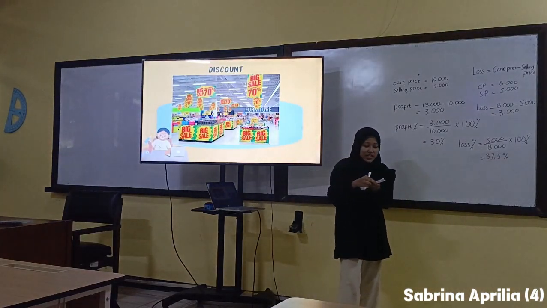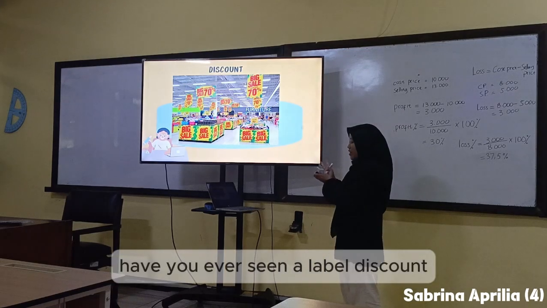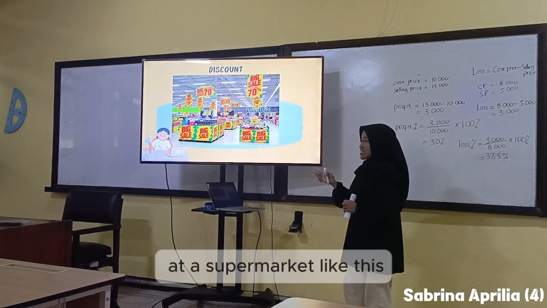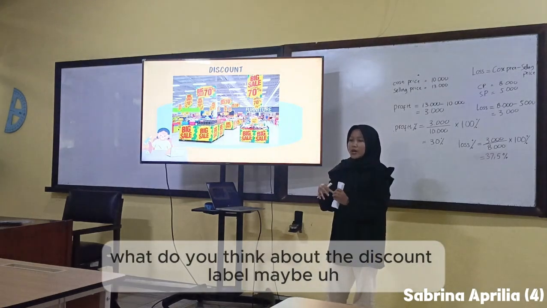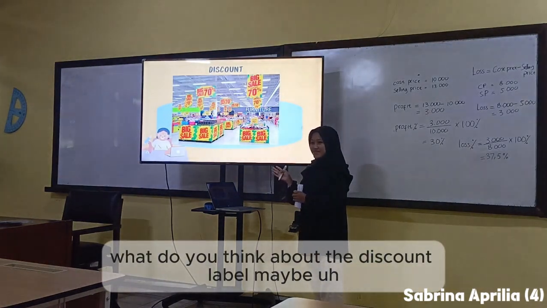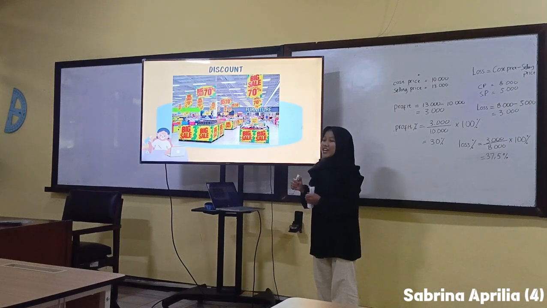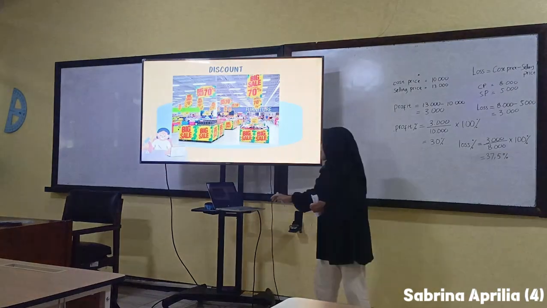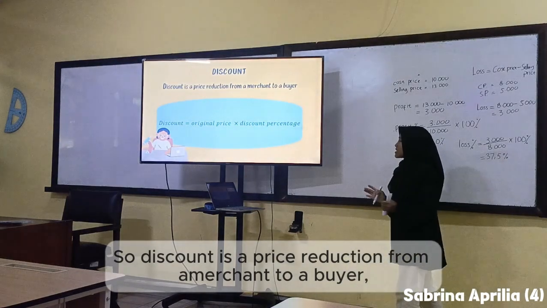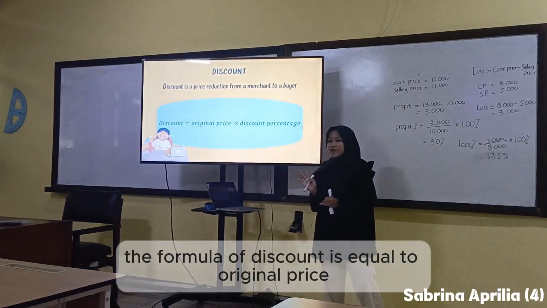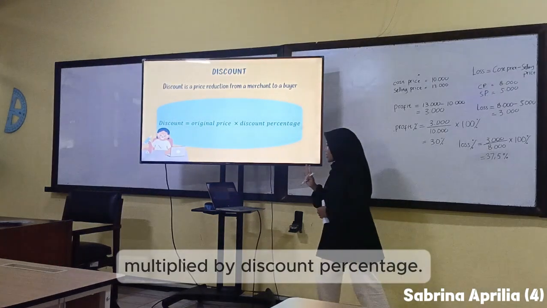Okay, guys, do you like shopping? Yes. Maybe have you ever seen a lot of discount at a supermarket like this? Of course. What do you think about the discount label? Maybe like the reduction price. Okay, great, Maghfiroh. So discount is a price reduction from a merchant to a buyer. The formula of discount is equal to original price multiplied by discount percentage.